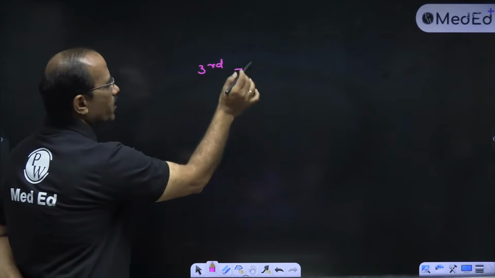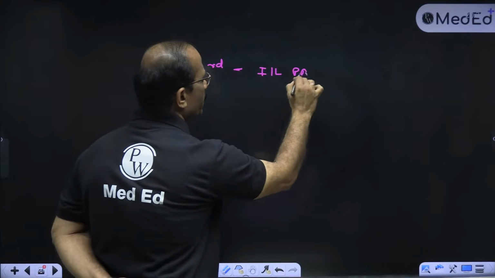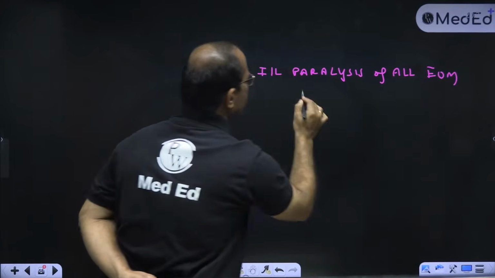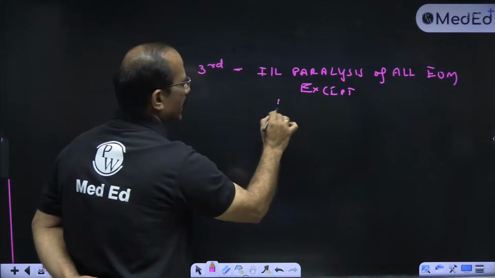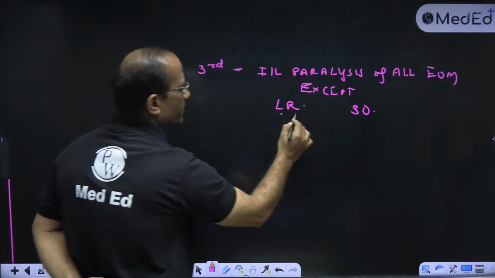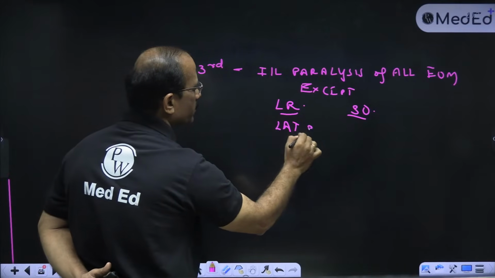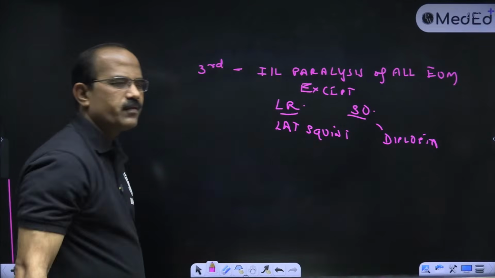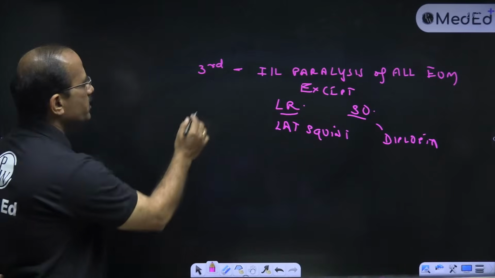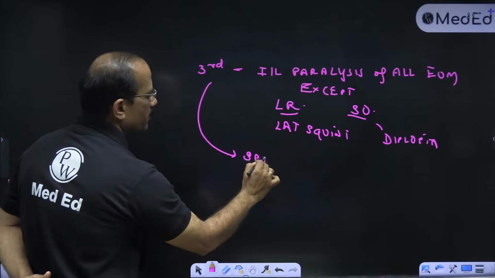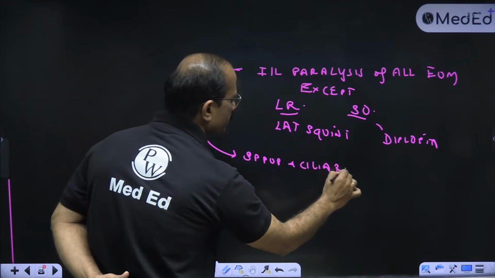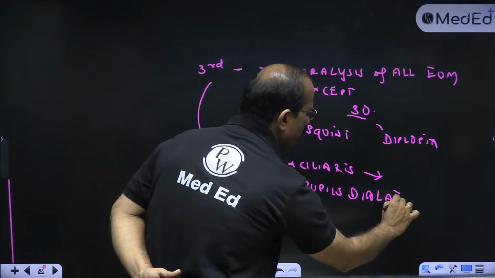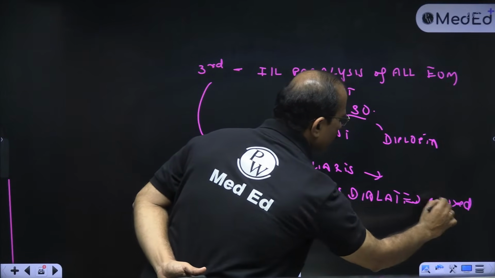So third nerve is gone. So ipsilateral paralysis of all extraocular muscles except lateral rectus and superior oblique. So lateral rectus is intact. So ये क्या होगा? Lateral squint, and superior oblique intact है तो diplopia होता है. So person will have a lateral squint, person will have diplopia, plus what does the third nerve also supply? Sphincter pupillae and ciliaris. So what happens is pupils are dilated and fixed.